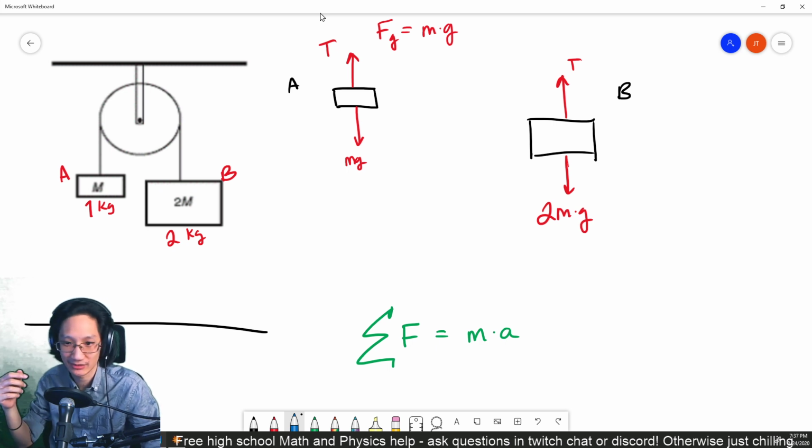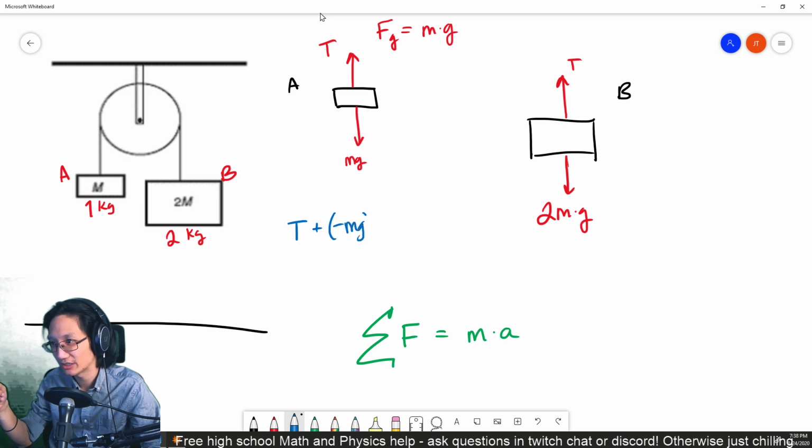That's just normal. So for block A, the total of the forces is the tension force, which is positive because it's up, plus the gravity force, which is negative mg. So that's all of the forces acting on A added together. That needs to equal his mass times his acceleration.